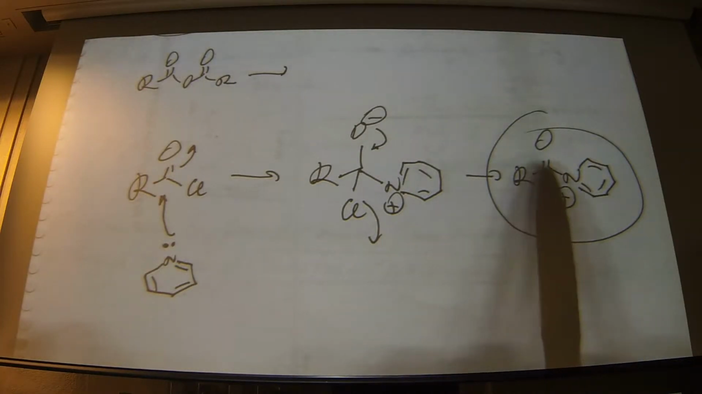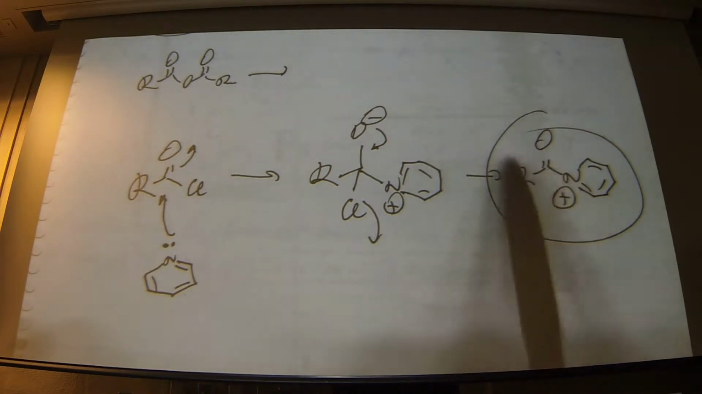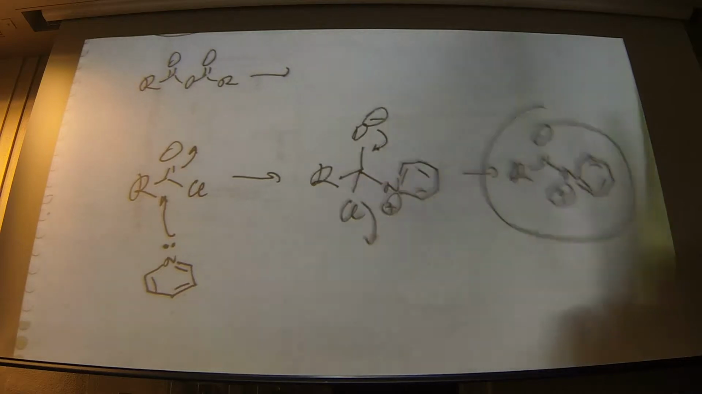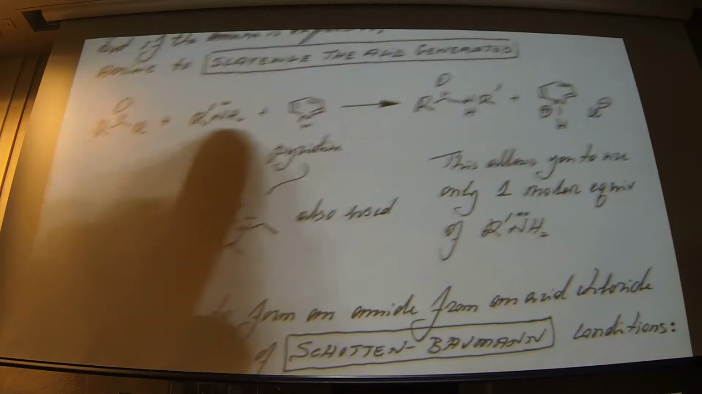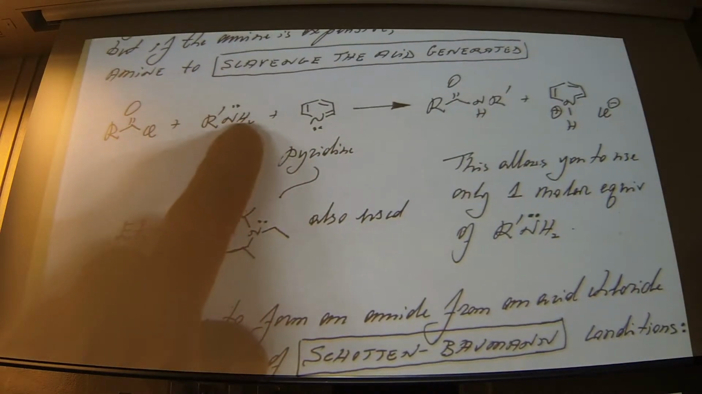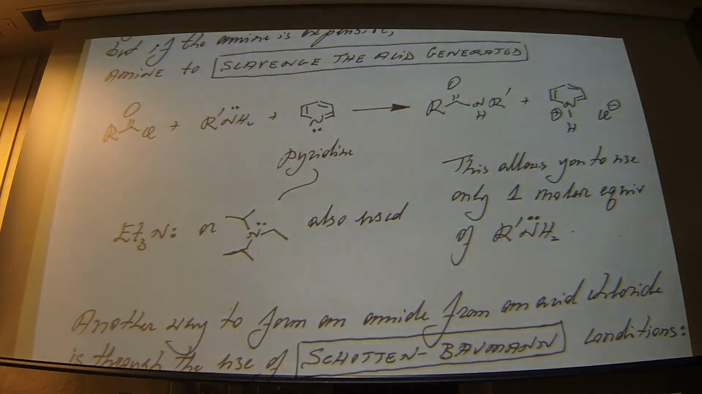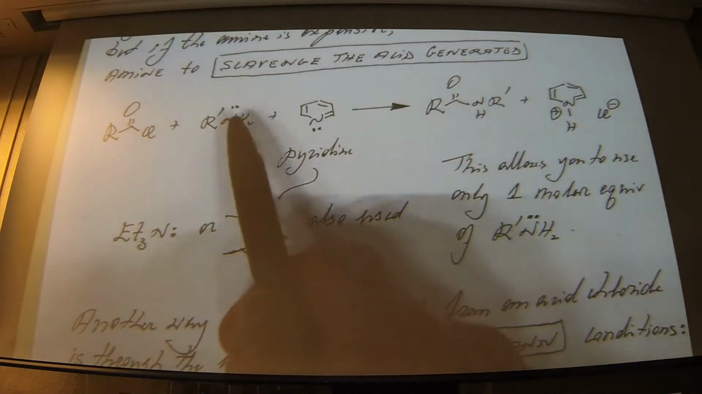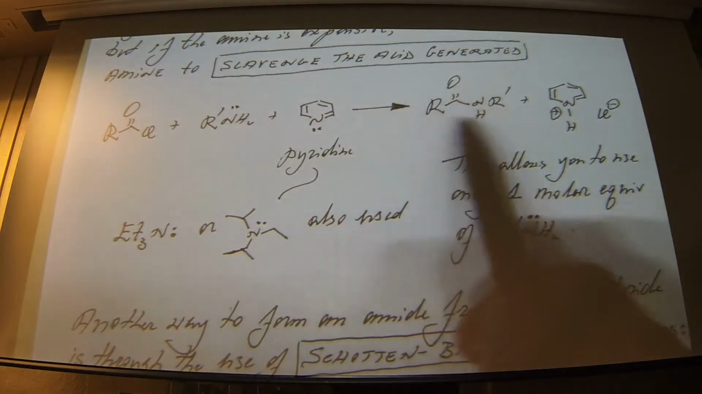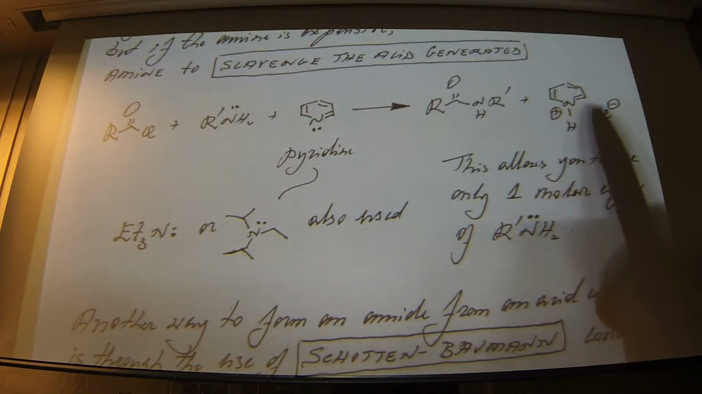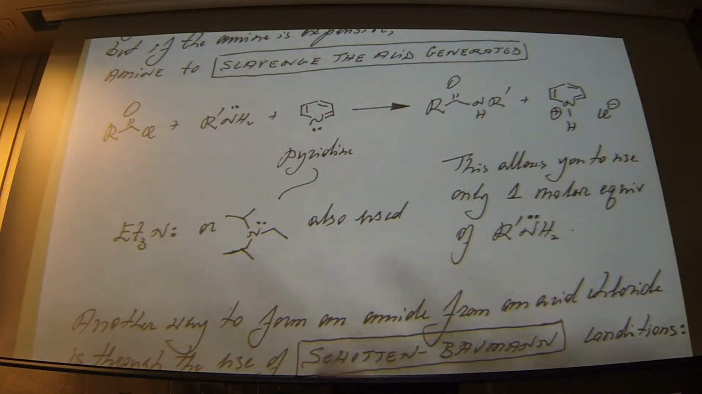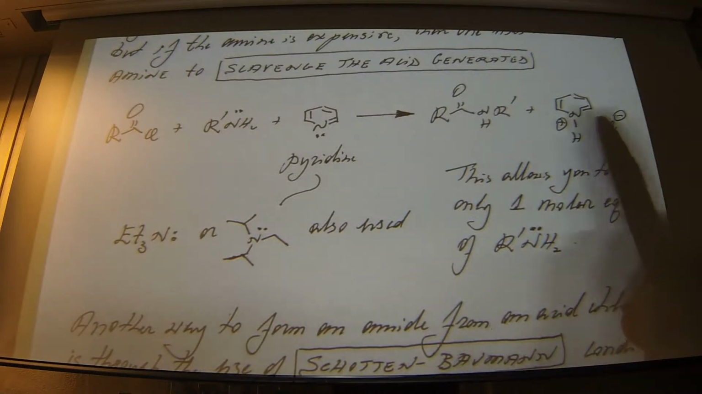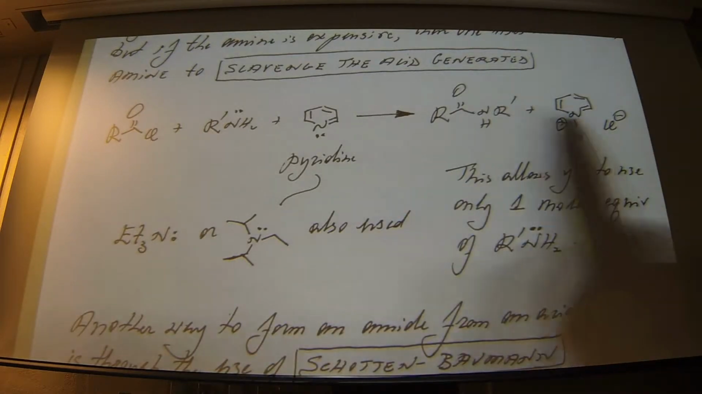When you form that, this does an excellent job of transferring that acyl group to any nucleophile you want. And in this case, it transfers the acyl group to that particular nucleophile. And so this species here, when formed, gets attacked by the amine to give you the amide, and after proton transfer, you end up with the pyridinium hydrochloride as the ammonium salt.